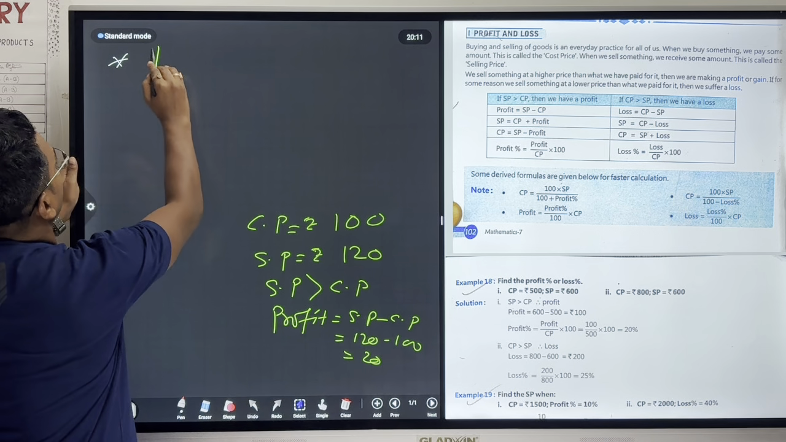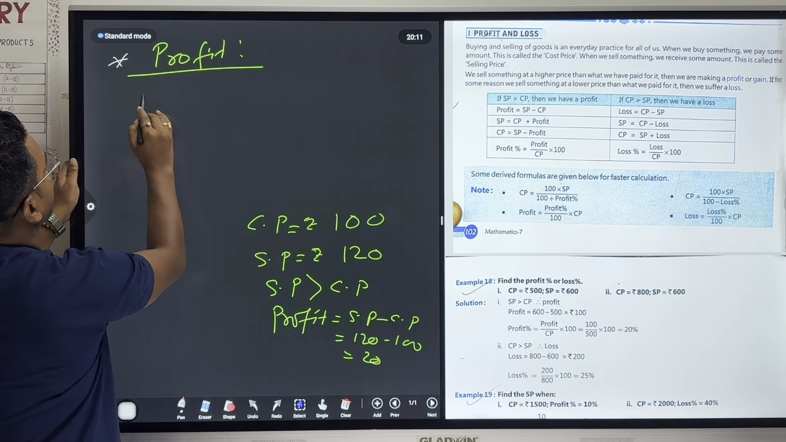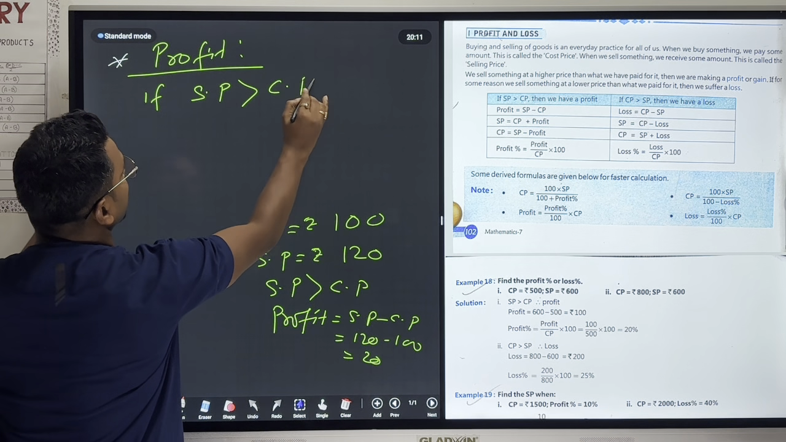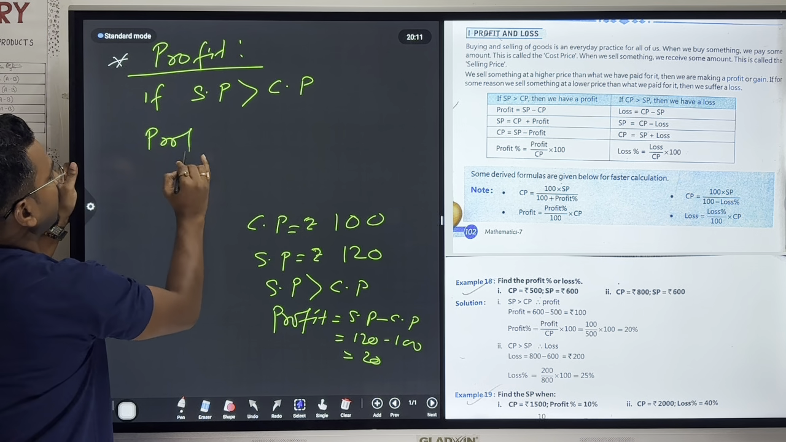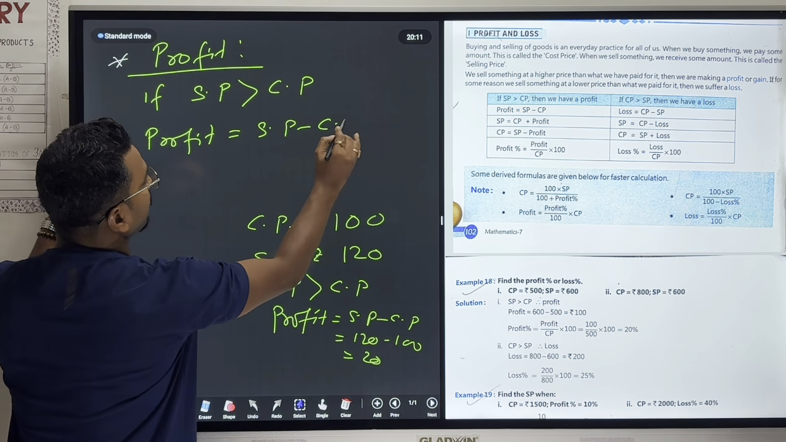So here we will write all the terms related to profit. If selling price is greater than the cost price, then we have a profit. Profit equals selling price minus cost price.